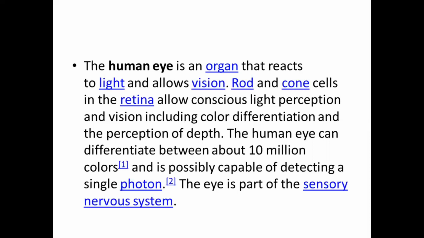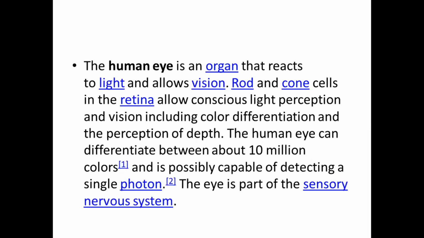Rod and cone cells in the retina allow conscious light perception. That is, there is what we call the rod and cone cells. They are in the retina, the part of the eye that allows conscious light perception. It also allows vision, including color differentiation and the perception of depth. These cells also allow you to see and to differentiate one color from another. When you have two colors and you're looking at them, the rod and cone cells help you differentiate them, if this is red and this is yellow. And also perception of depth.